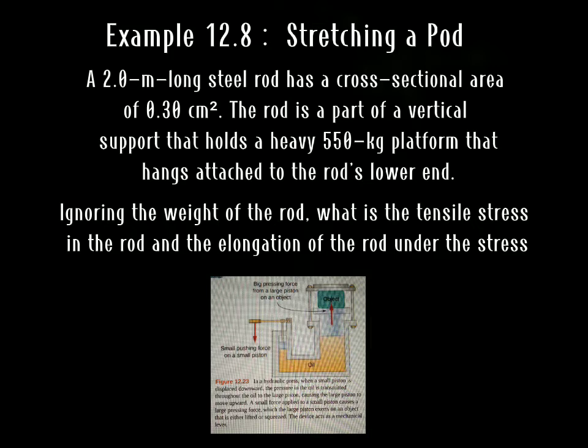Example 12.8. Stretching a rod. A 2.0 meter long steel rod has a cross-sectional area of 0.30 centimeters squared. The rod is a part of a vertical support that holds a heavy 550 kilogram platform that hangs attached to the rod's lower end. Ignoring the weight of the rod, what is the tensile stress in the rod and the elongation of the rod under the stress?